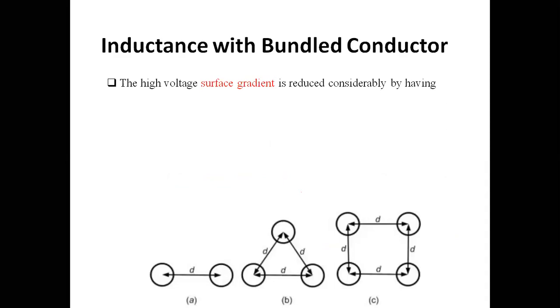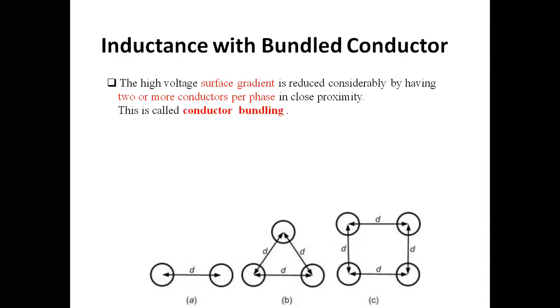Now the high surface potential gradient is reduced considerably by having two or more conductors per phase. Instead of a single conductor, we use two or more conductors per phase in close proximity. These are called conductor bundling. But these two, three, or four conductors will not touch each other. The subconductors of the bundle will not touch each other.